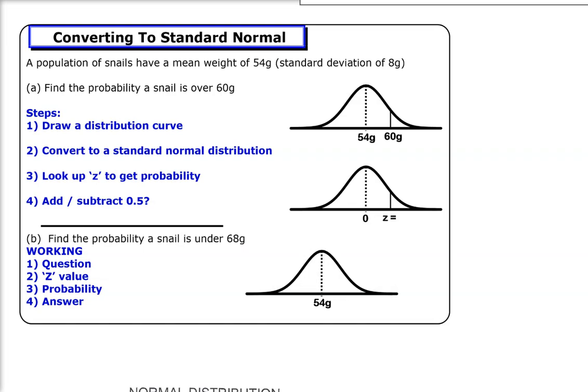The next ones are where you don't have a mean of 0 and a standard deviation of 1, but the process is still the same. You still draw your curve and you label it 54 and you label it with a standard deviation of 8, and you label 60 and you shade in the 60. Okay, and then what we do is we do the process called standardizing, and we make that curve there look exactly like our mean of 0 and a standard deviation of 1.